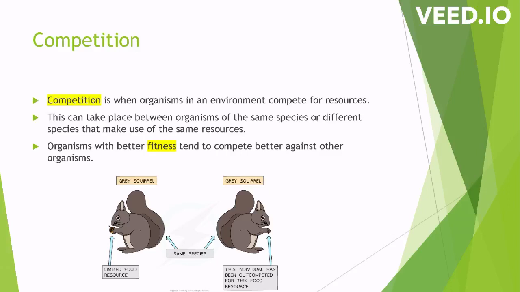You see the gray squirrel has an acorn, the other one does not. So that is the limited food resource, and the other squirrel without the resource is the one that got outcompeted. The one that got outcompeted was either unlucky or wasn't as fit as the other squirrel to get the resource. And typically, organisms with better fitness survive longer and have more opportunities to reproduce. And those traits that are considered more fit in an environment are what are inherited by future generations of that organism.